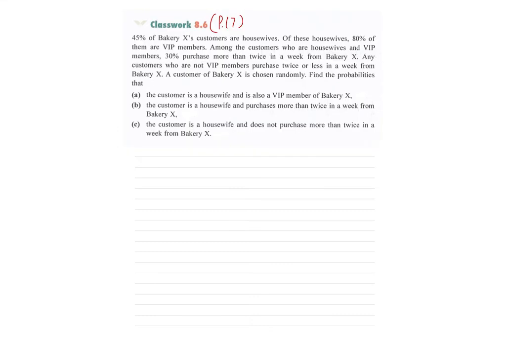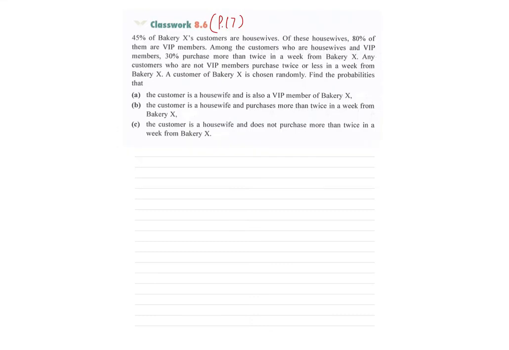If they are all independent events, we can just multiply each of them together to get the intersection of A1 to AN. So when do we use it? Let's look at a problem here.